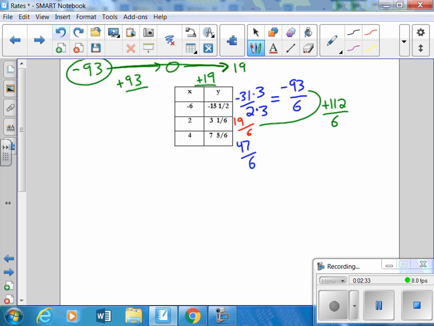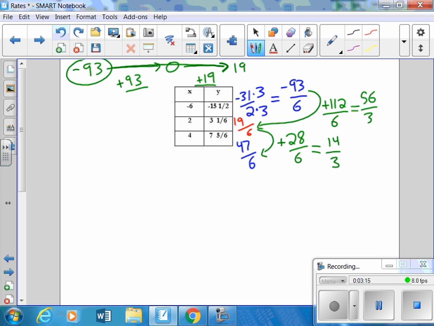Then go from 19 to 47. If you go from 19 to 47, you are going up by 28. And that's going to be over 6. Now let's try to reduce our fractions if we can. I want to try to keep common denominators. So I think we can divide this by 2. 112 divided by 2 is 56. 6 divided by 2 is 3. And we can also divide this by 2, top and bottom. That would be 14 over 3. All right, so we have 56 over 3 and 14 over 3 as our change in y's.